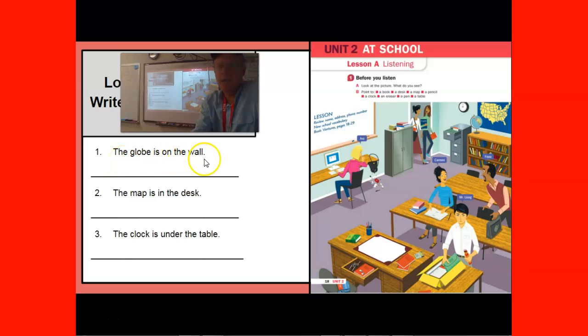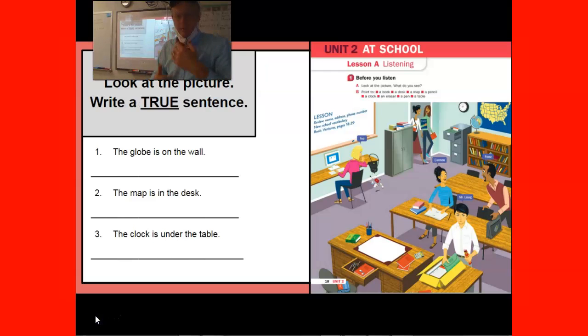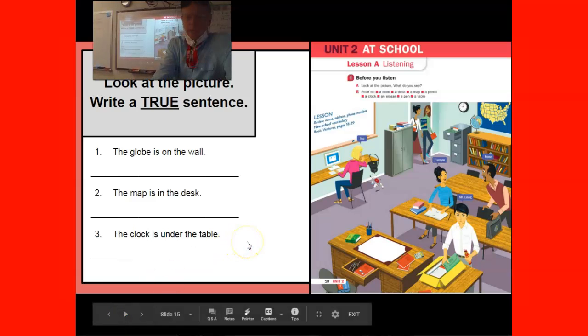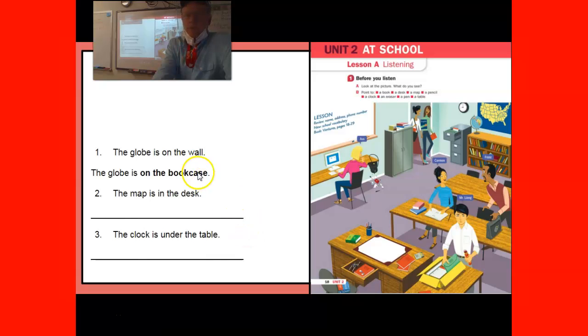The globe is on the wall. So is that true? It's not, is it? So I want you to write a sentence here that is correct. Where is the globe? All right, and do number 2 and number 3, and then we'll look at the correct sentence. Switch it with a different one if it's giving you trouble. All right, so let's take a look at the correct answer for number 1. Okay, so the globe is on the bookcase.